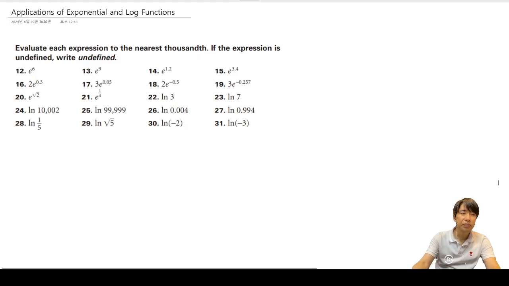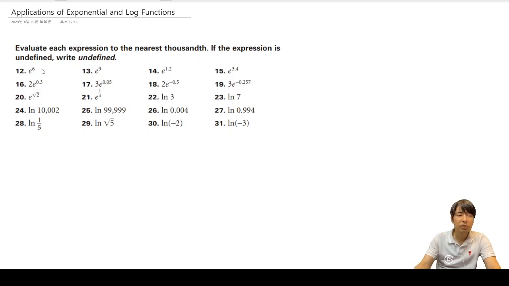Okay, what I'm going to do right now is section 6.6 and 6.7 exercise problems. Okay, I'm going to start solving these problems. Evaluate each expression to the nearest thousandth. If the expression is undefined, write undefined.